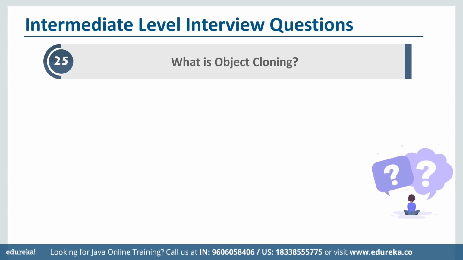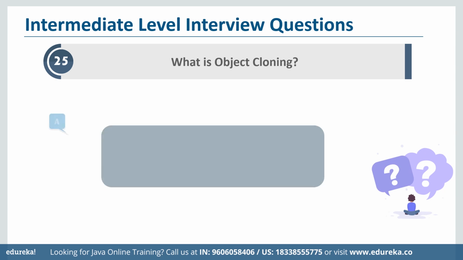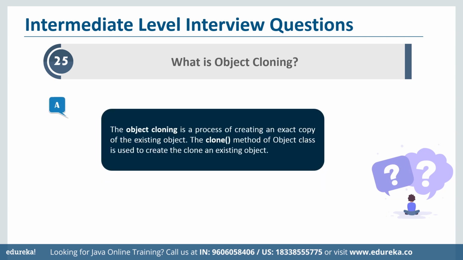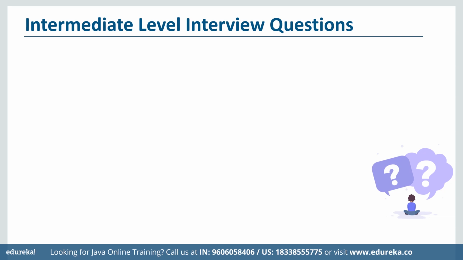What is object cloning? The answer for this question is, object cloning is a process of creating an exact copy of the existing object. The clone method of the Object class is used to create a clone of an existing object. The class whose object the user tries to clone is expected to implement the java.lang.Cloneable interface. If it does not implement the Cloneable interface, then the clone method generates a CloneNotSupportedException. Now, followed by this, let us move on to our next question.